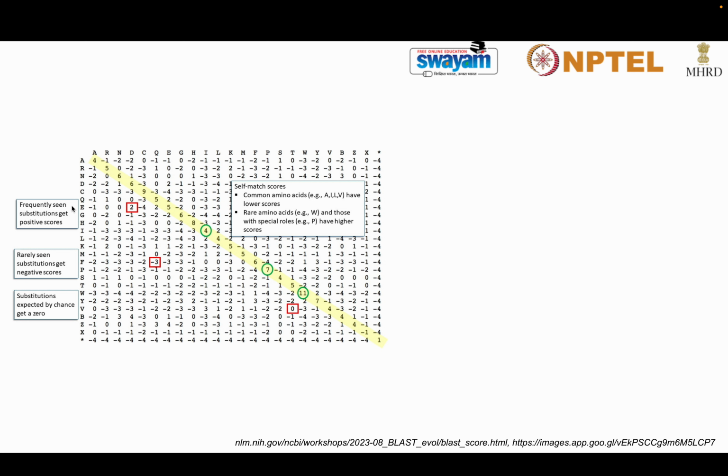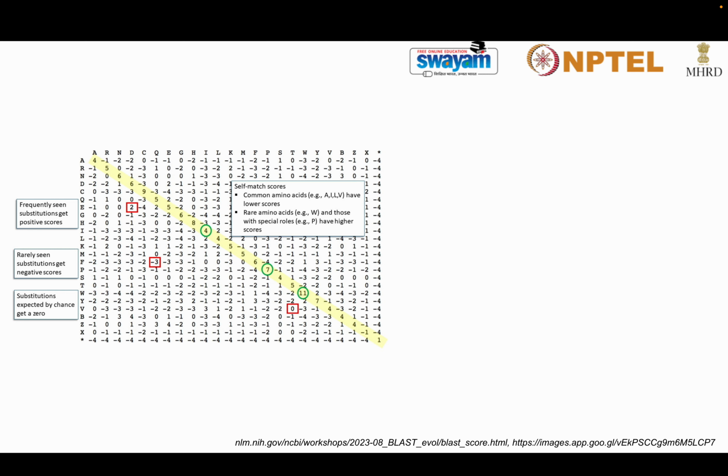Here you can see that the frequently seen substitutions get positive scores. The substitutions which are frequently seen have a positive score, which means that if they are frequently seen, there is some kind of benefit from those substitutions. That's why they are still present. So in that way, they are given positive values. Then there are other substitutions which are rarely seen, so they will get negative scores because now the selection is acting negatively on them. Selection pressure is also acting on the sequences.